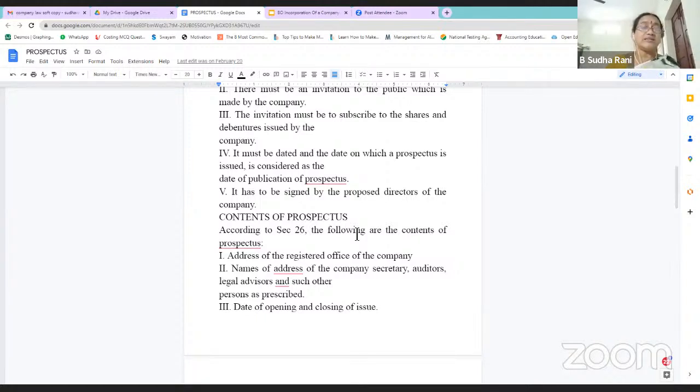Who are the directors? What is my liability? What is the total capital the company is going to raise? How many types of shares are there? Being an investor, what do you expect? Company name, location, the people who are directors and what their positions are, and then what nature of business. Is it a finance business? Is it a manufacturing business? Is it a trading business? That is also important, right?